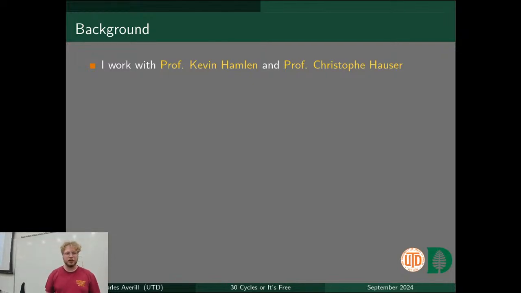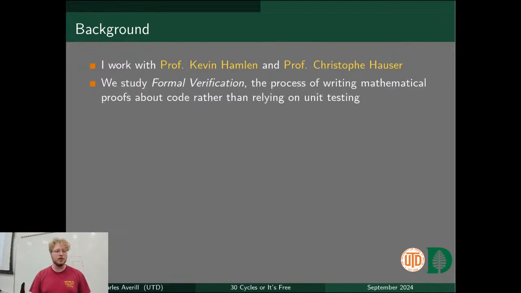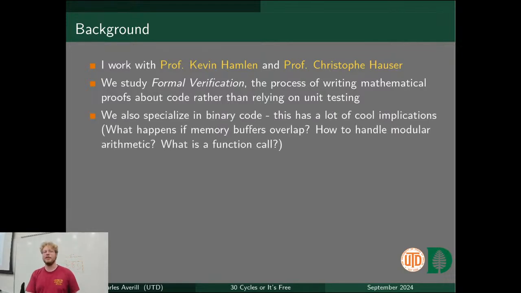So just a little bit of background. I work with Kevin Hamlin and Christoph Hauser. Hamlin is a professor here at UTD, and we study formal verification, which is the idea that instead of relying on unit testing for critical code, you instead write a mathematical proof that it does what you want it to every single time for all possible inputs. And that way you just get a better assurance that your plane isn't going to blow up because someone had an off by one error. That would suck real bad, right?